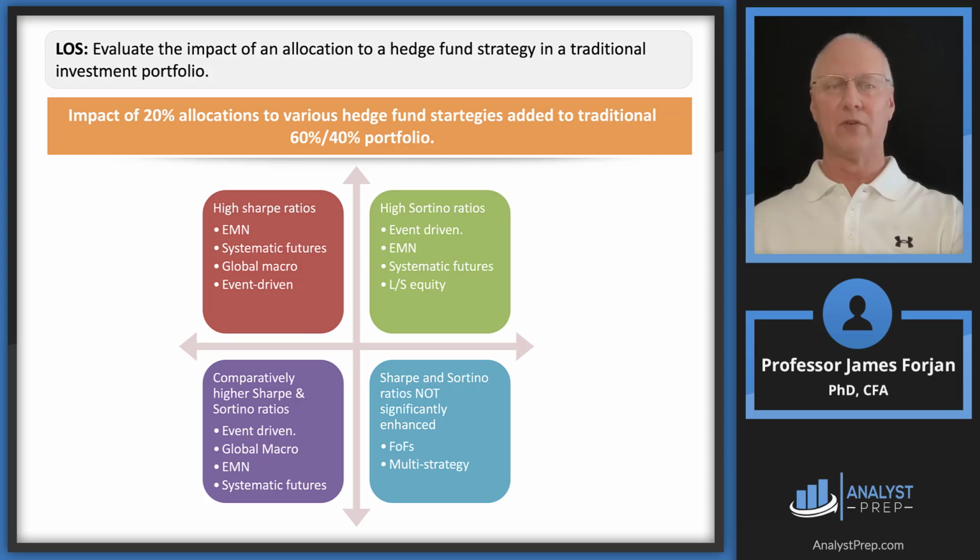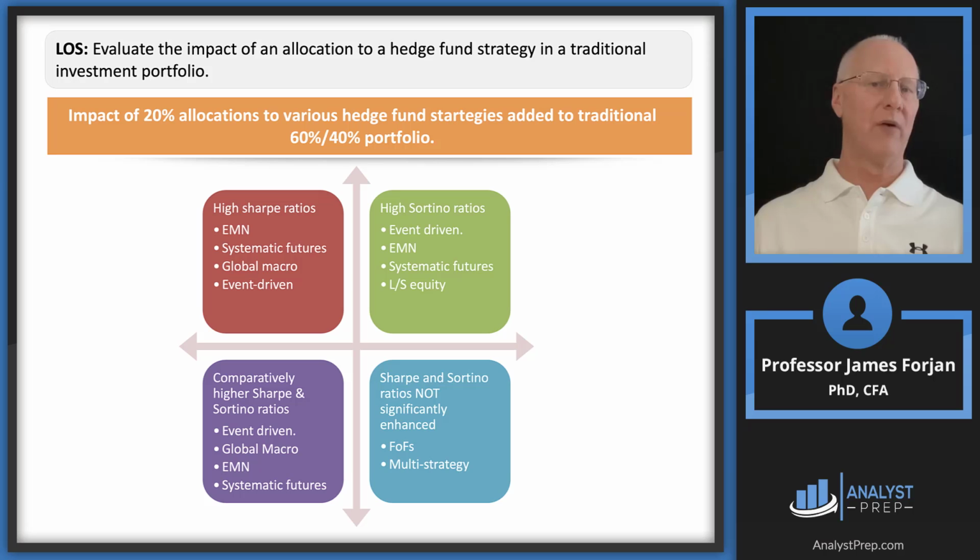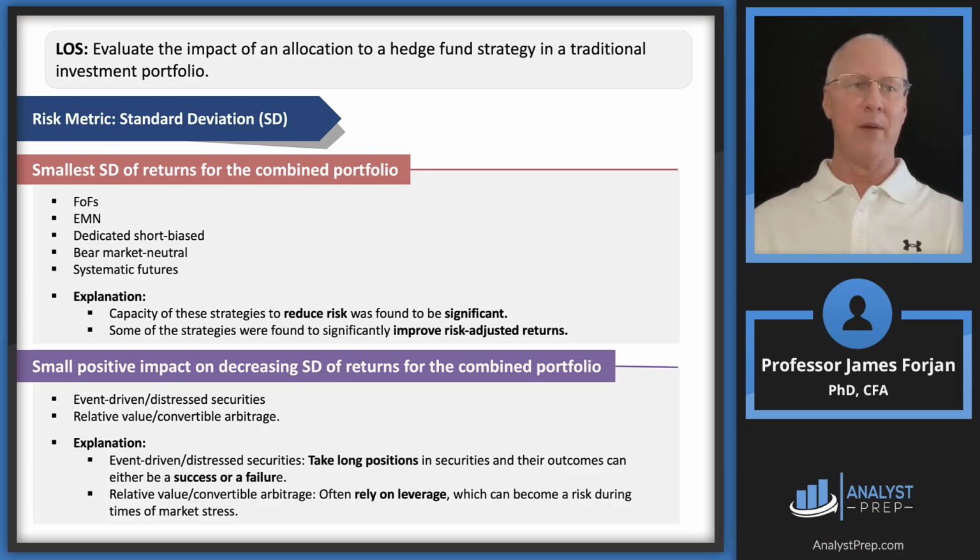So think about this. Event-driven, they'll probably result in high Sharpe ratios, right? Systematic futures, high Sortino ratios. Global macro, comparatively higher, right? Multi-strategy, not significantly enhanced. I would take that picture and memorize that.